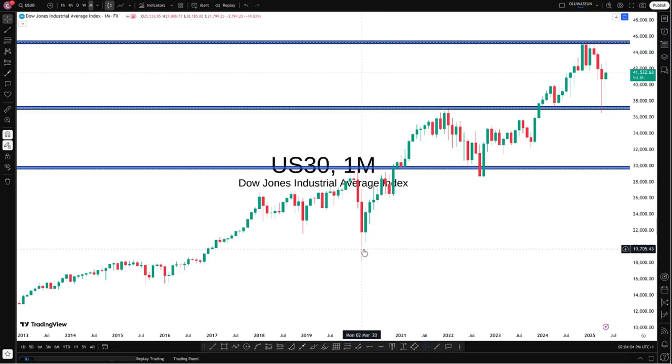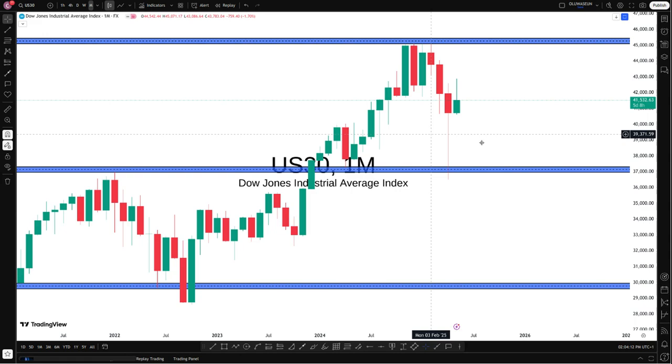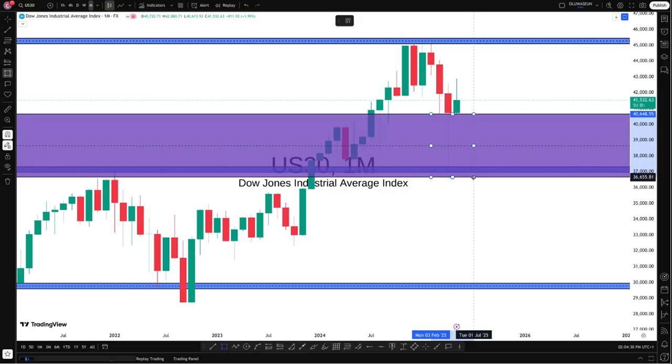So US30 is bullishly inclined. We have higher highs, higher lows, higher highs, higher lows. Now this zone is two ways. Now I always like my candles on the monthly to close at my zone. I don't like this candle wick on the monthly.